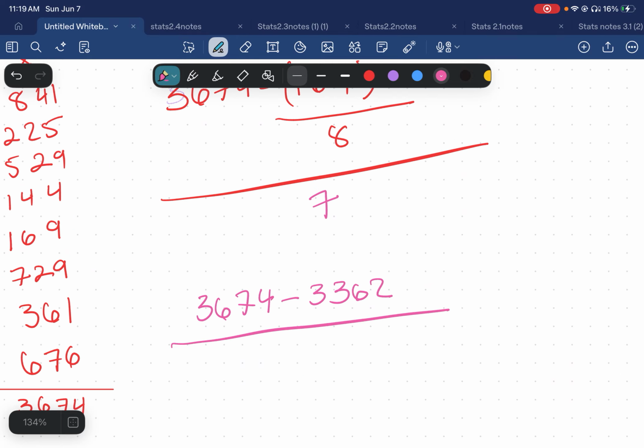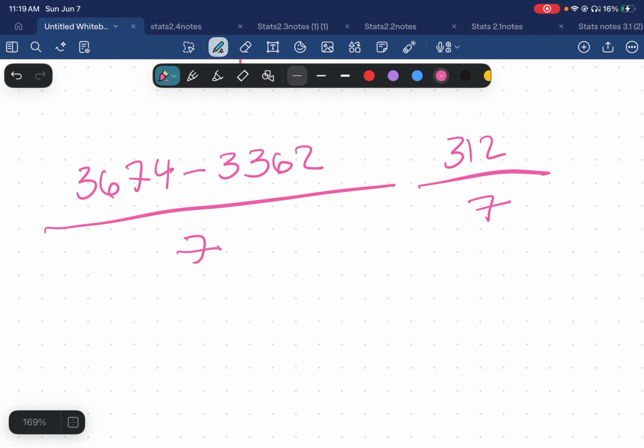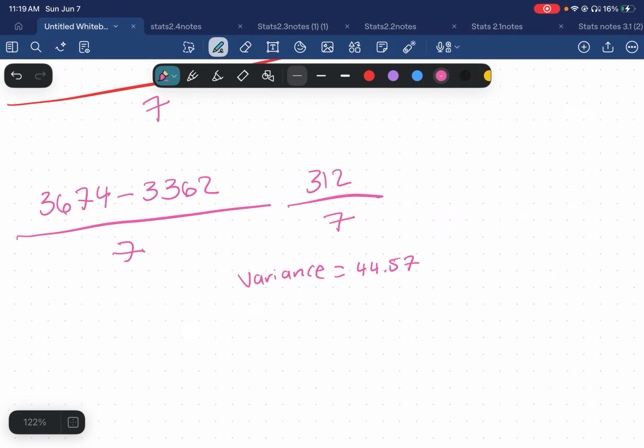And now we're going to take that result and divide it by 7. So 3,674 minus 3,362 is 312. 312, and then we're going to divide that by 7. So divided by 7, which is the variance, equals 44.57. Let's round it there.